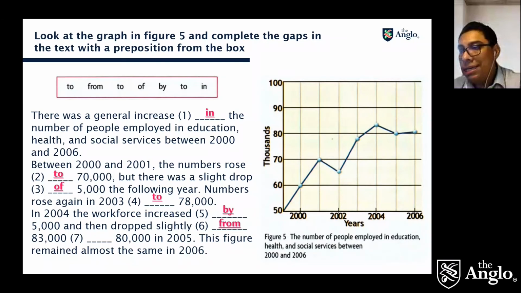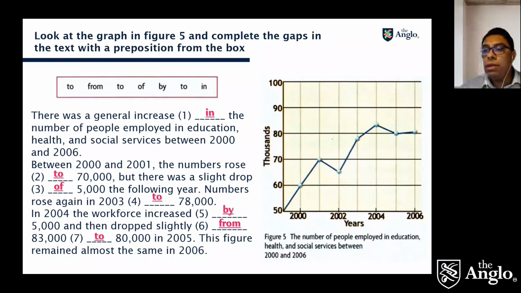Rebecca again. It's to, but no, because, check, we have now the combination. It dropped from this number to this number. So we have from, okay, from 83,000 to 80,000. So normally remember from this point to this point. That's normally what we have, okay? Good, excellent. So as you can see, in this case, we're also using a lot of the verbs that we checked before. We have increased, we have dropped, we have rose, okay? But now the focus is more on the prepositions, okay?